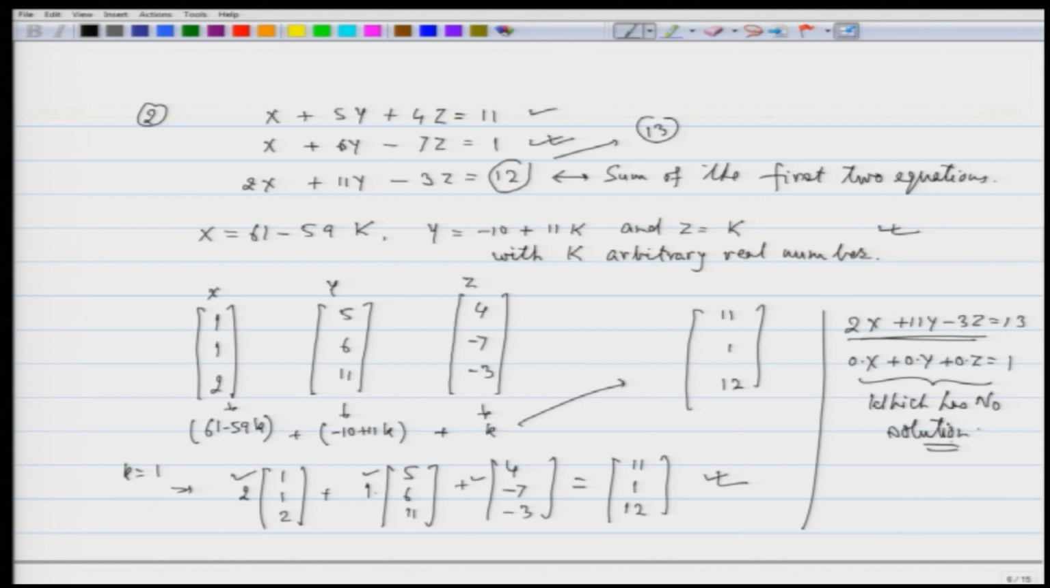I would again like you to understand that if I am looking at the vectors 1, 1, 2, 5, 6, 11 and 4, minus 7, minus 3, then I cannot write the vector 11, 1, 13 as a sum or multiple of vectors of this type.